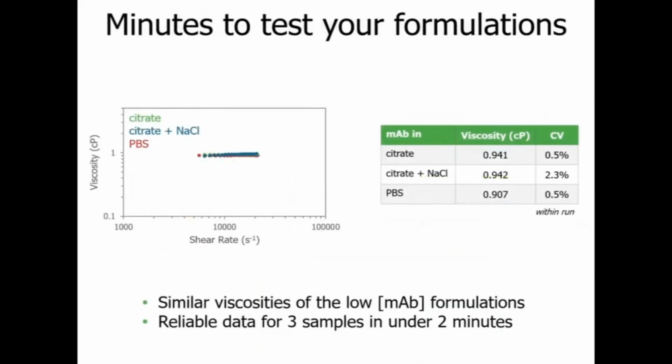Getting back to the monoclonal antibody we used in our study, here we look at it in 3 different formulations. I'll talk about these a little bit more later, but essentially used a citrate buffer, pH 4, citrate buffer pH 4 with 150 millimolar sodium chloride and PBS. And we see here that the viscosities are pretty much alike. There's not much difference between them. What I really want to show you here is that we were able to gather reliable data for these 3 samples in under 2 minutes. Actually, the longest step in the experiment is waiting 20 seconds for the sample to thermally equilibrate.